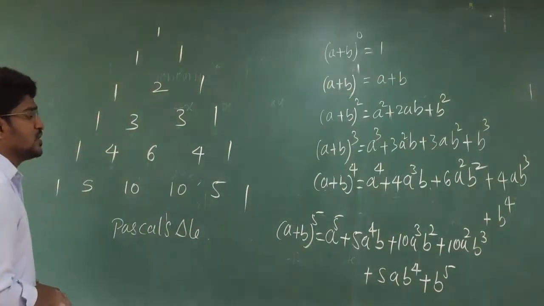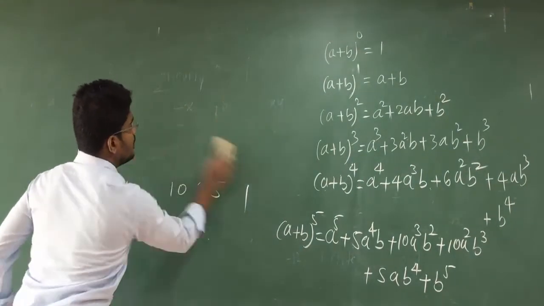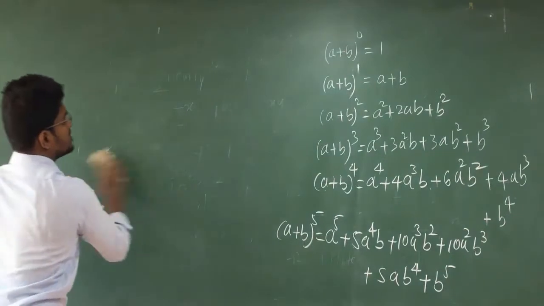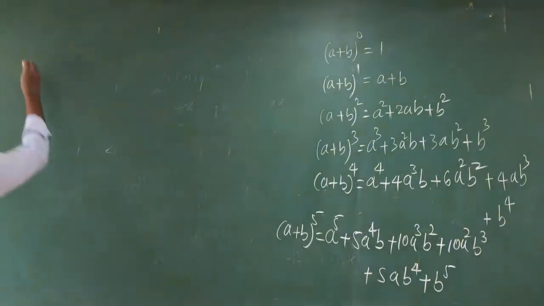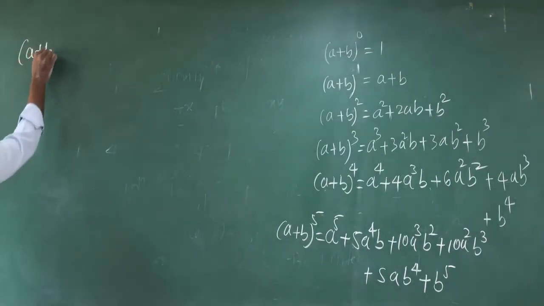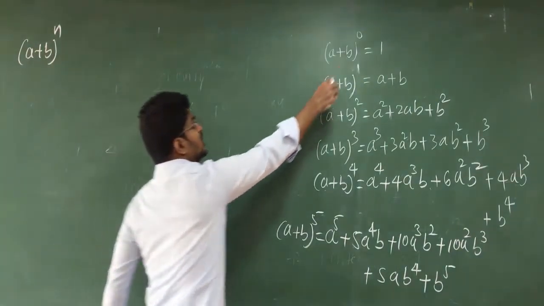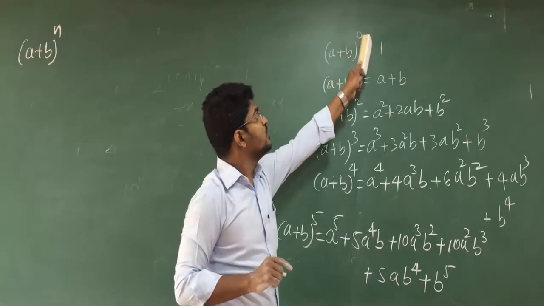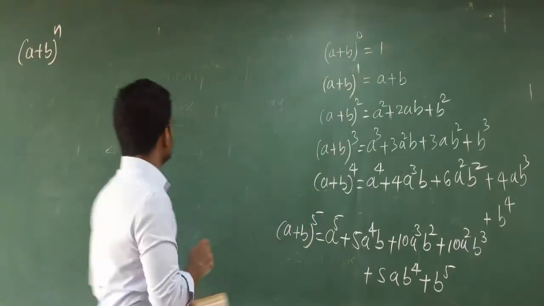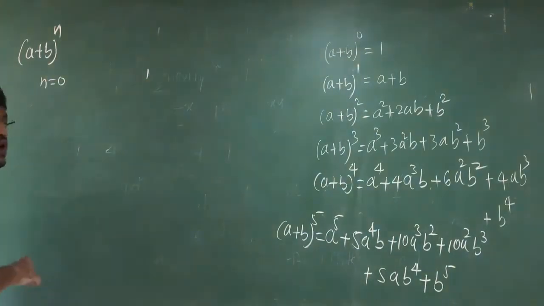Pascal's triangle means how to construct Pascal's triangle. Let us see here. How to construct Pascal's triangle? First, I will take the expansion of (a + b) whole to the power of n. Here what is the n term? 0. Whenever you have n as 0, you have 1. So at n equal to 0, I will write 1.